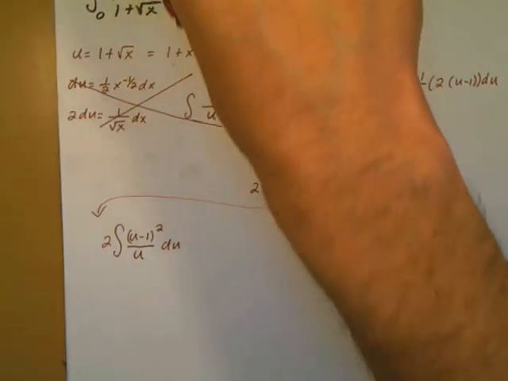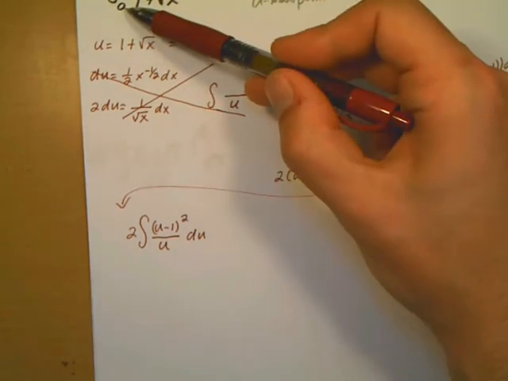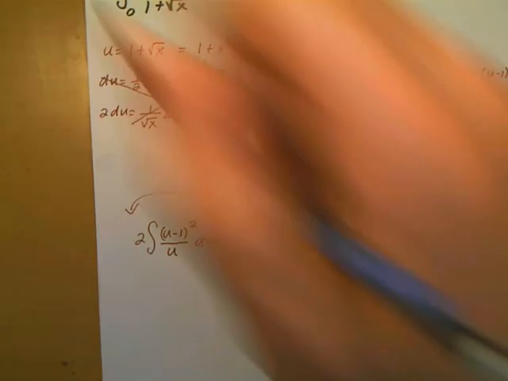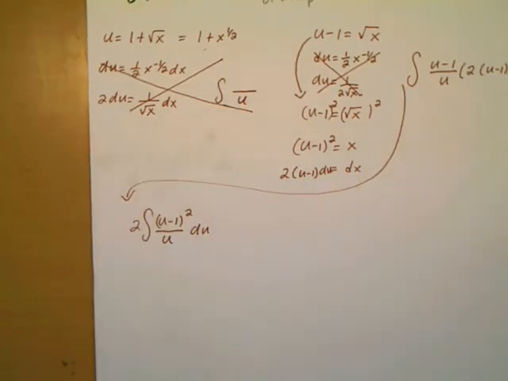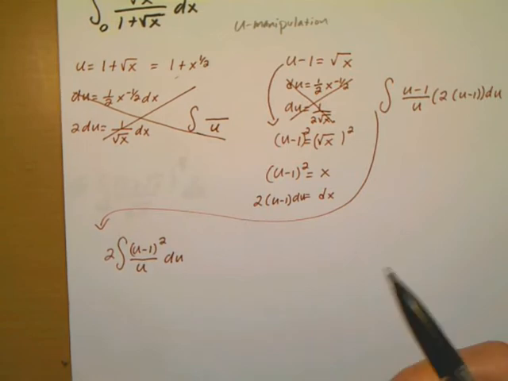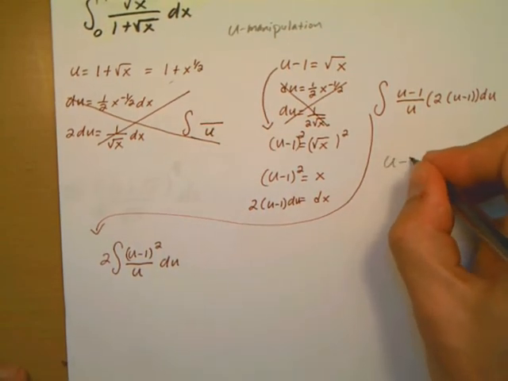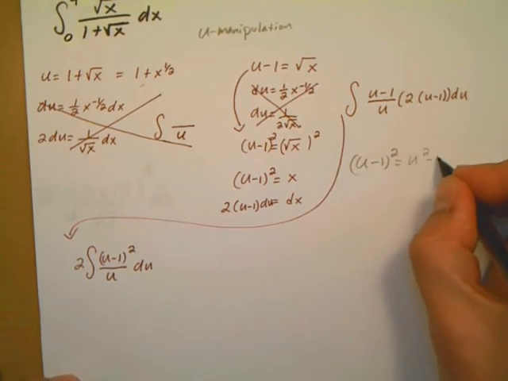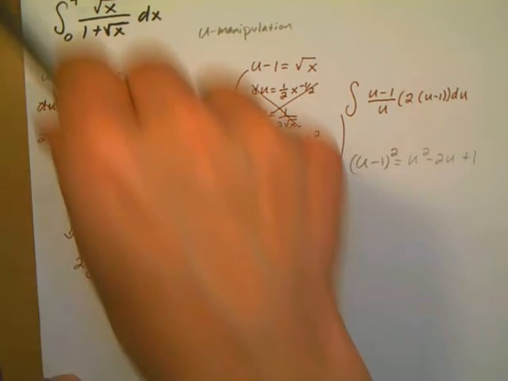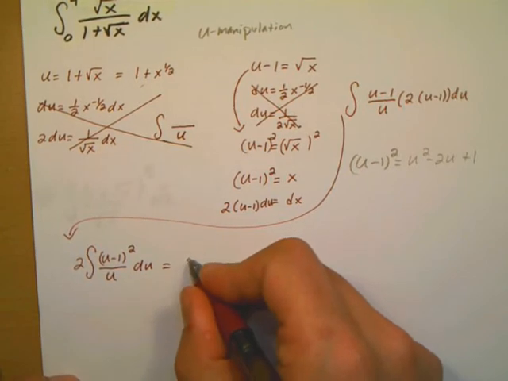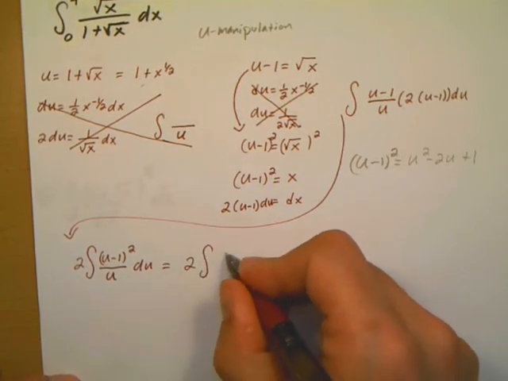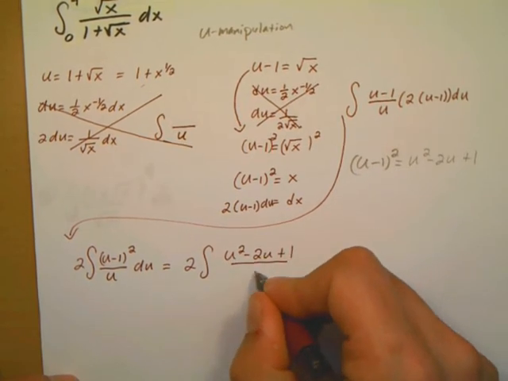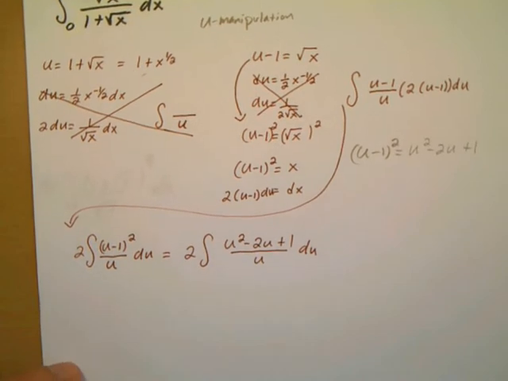And I'll go back to my limits in just a bit, because I do still have to evaluate it from 0 to 4. So u minus 1 squared, I can expand that. This problem, like I said, is challenging because there are a lot of steps and there's a whole lot of algebra. So u minus 1 parentheses squared is the same thing as u squared minus 2u plus 1. So I'm going to write all this out. So it's 2 times the integral of u squared minus 2u plus 1 all over u du.